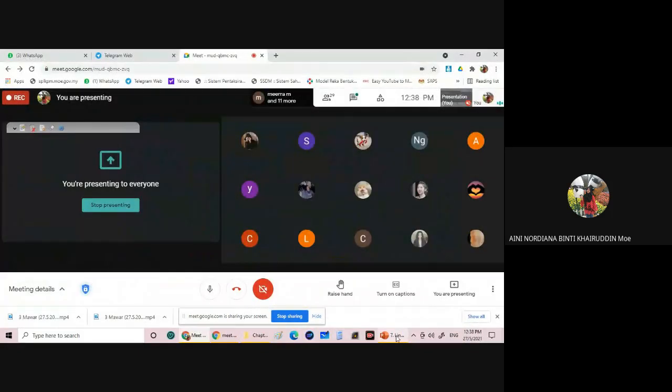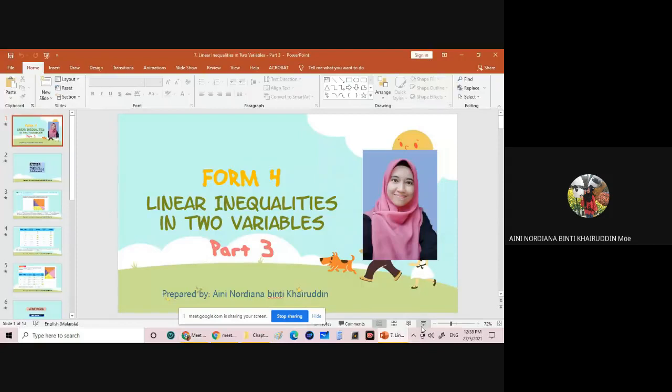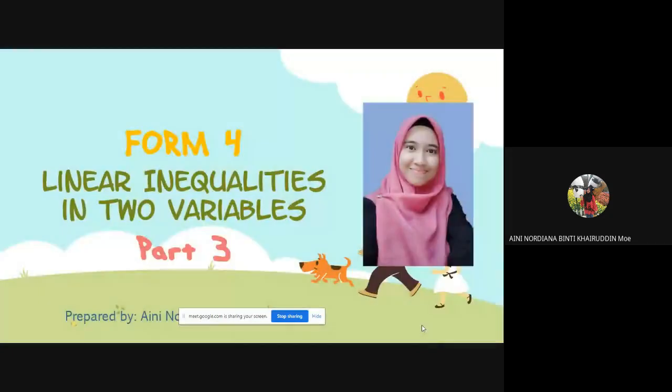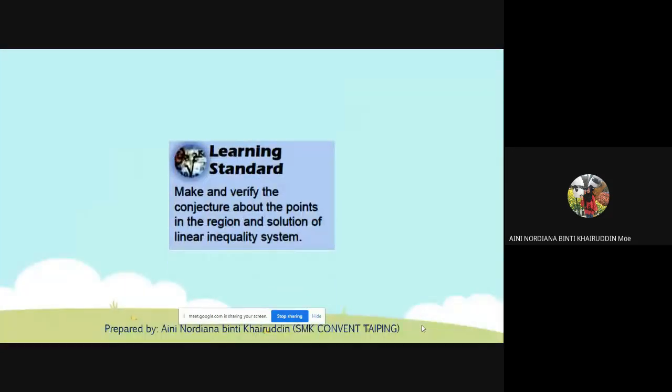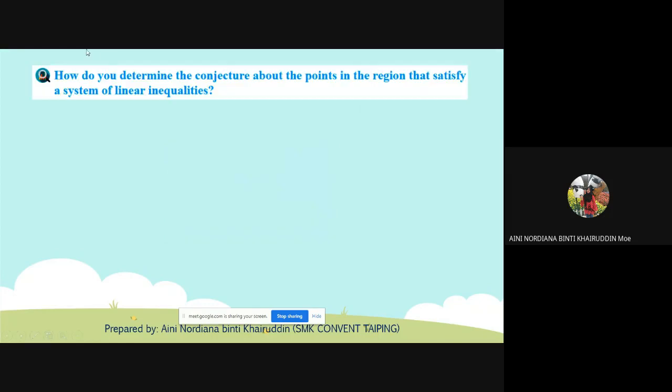Next, we proceed to a new subtopic, part 3. Okay, our learning standard for today's lesson: make and verify the conjecture about the point in the region and solution of linear inequality system. Okay, have a look at this. How do you determine the conjecture about the point?